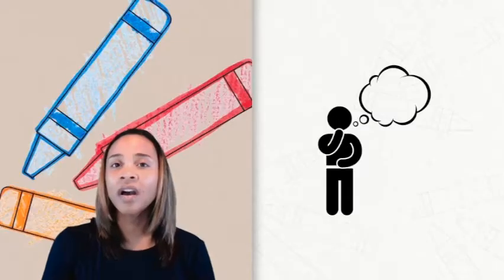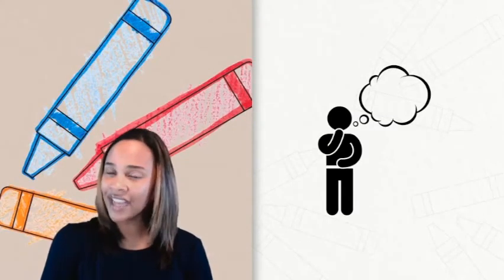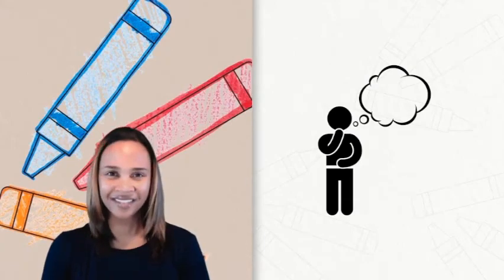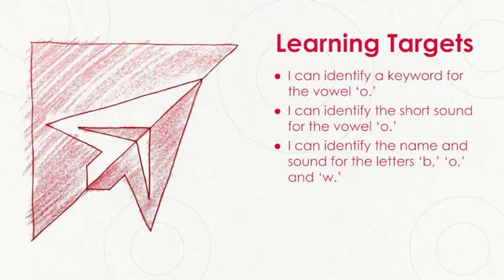Materials. All you need for our lesson today is just your thinking cap, so let's get our brains ready. There are 3 learning targets for our lesson today. The first target says, I can identify a key word for the vowel O. The second target says, I can identify the short sound for the vowel O. And the last target says, I can identify the name and sound for the letters B, O, and W.